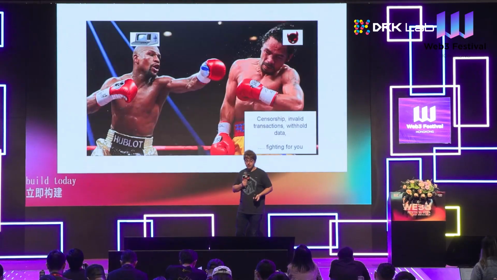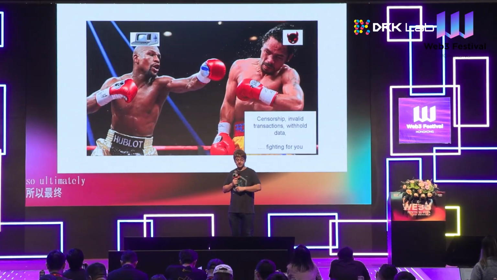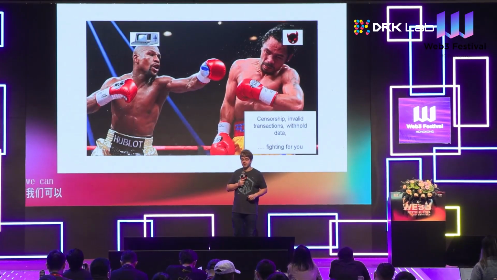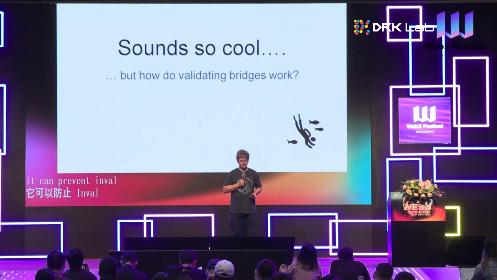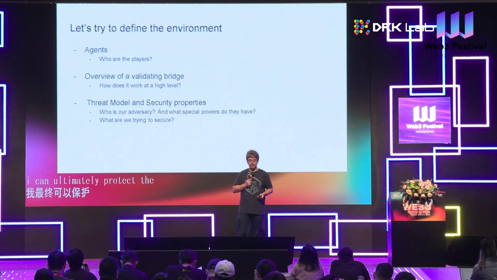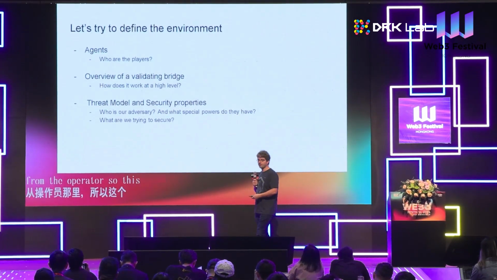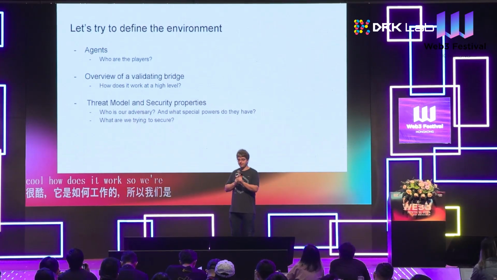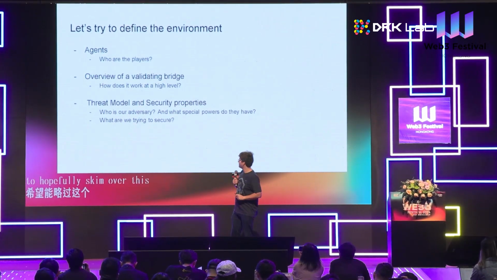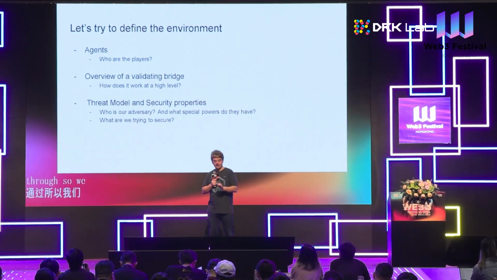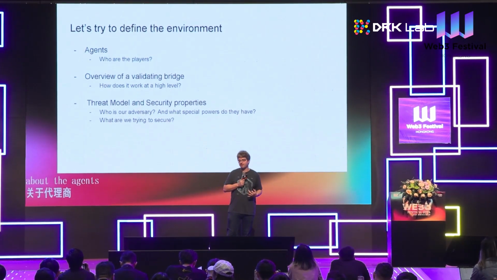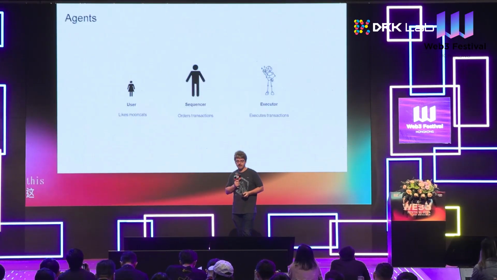So ultimately, if this works, Ethereum can beat the adversary, it can prevent censorship, it can prevent invalid transactions, I can ultimately protect the user from the operator. So this sounds cool, how does it work? So we're going to hopefully skim over this, I've only got a few minutes left, so let's see how far I get through. So we're going to talk about the agents, here are the players. At a high level, how does this work? And maybe a little bit about the threat model and the security properties that we care about.